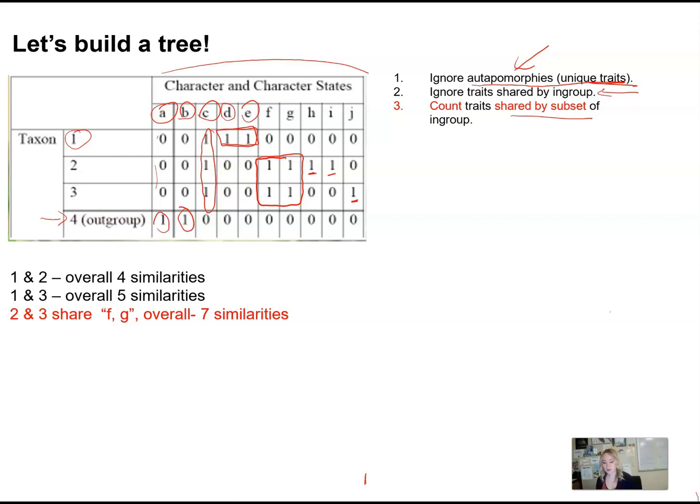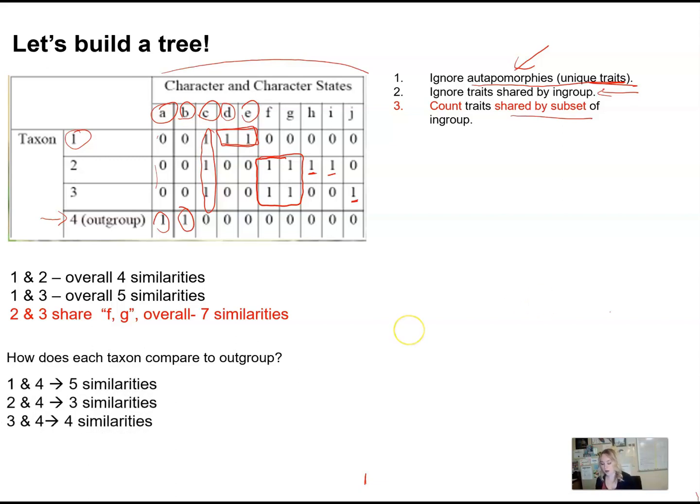And the next thing you want to do is compare each taxon to the outgroup and see how many differences or how many similarities you have there. You can use any angle you want here. So I went ahead and compared 1 to 4, and I found 5 similarities, and 2 to 4 has 3, and 3 to 4 has 4. So it means now we're getting somewhere. We can actually place these organisms in somewhat of an order as far as evolutionary progression and relationship goes.